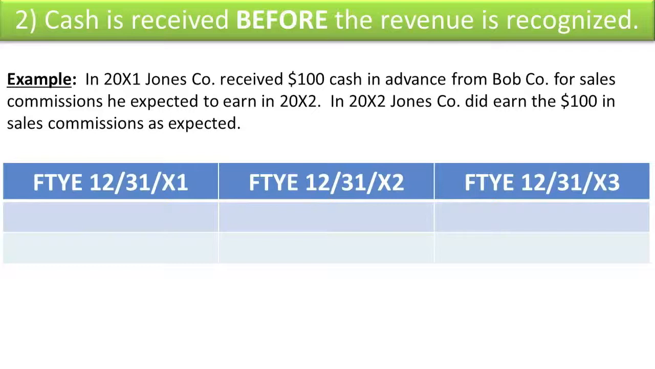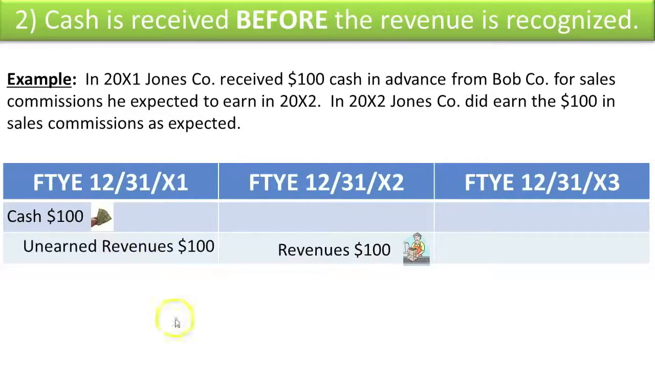Cash is received before the revenue is recognized. In 20X1, Jones Co. received $100 cash in advance from Bob Co. for sales commissions he expected to earn in 20X2. As you can see, the cash is received, and since he can't record the revenue, we've got to figure out what the credit in this journal entry is going to be to balance out the receipt of cash. And the following year, he earns the revenue, and we've got to ask ourselves, what's the debit to balance out the earnings process because the cash was received in the prior year.